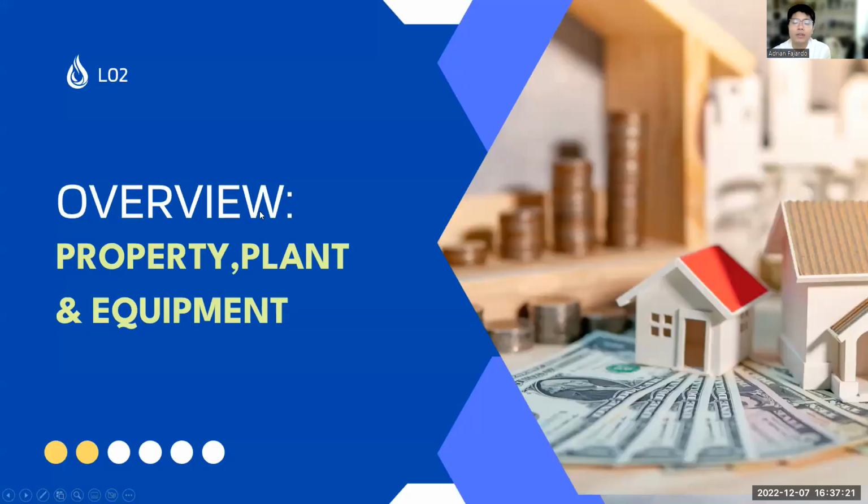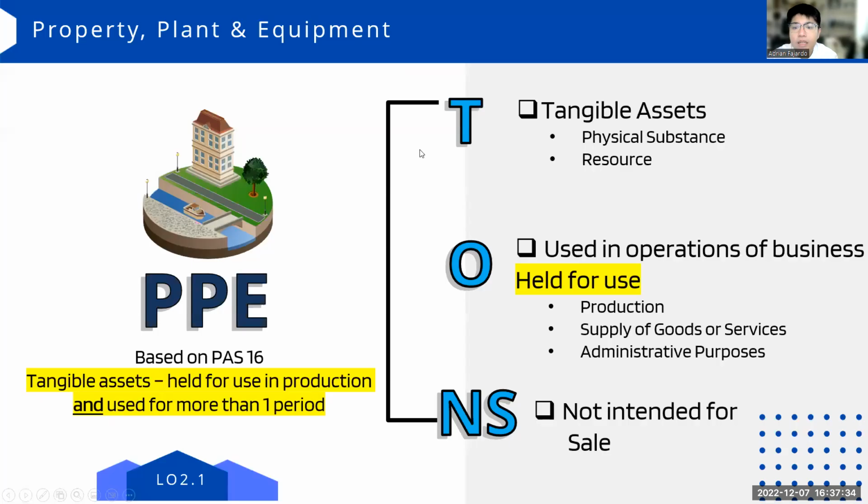Before we go to the accounting for it, the most important thing is that we understand the underlying business context for property, plant, and equipment. Like with other accounting concepts and subjects, the very first thing we have to do is ask what the major characteristics of PPE are. Based on PAS 16, PPE, or property, plant, and equipment, are what we call tangible assets. Tangible means it has physical substance, that we can touch it. In terms of use, it's held for use in production and is expected to be used for more than one period.